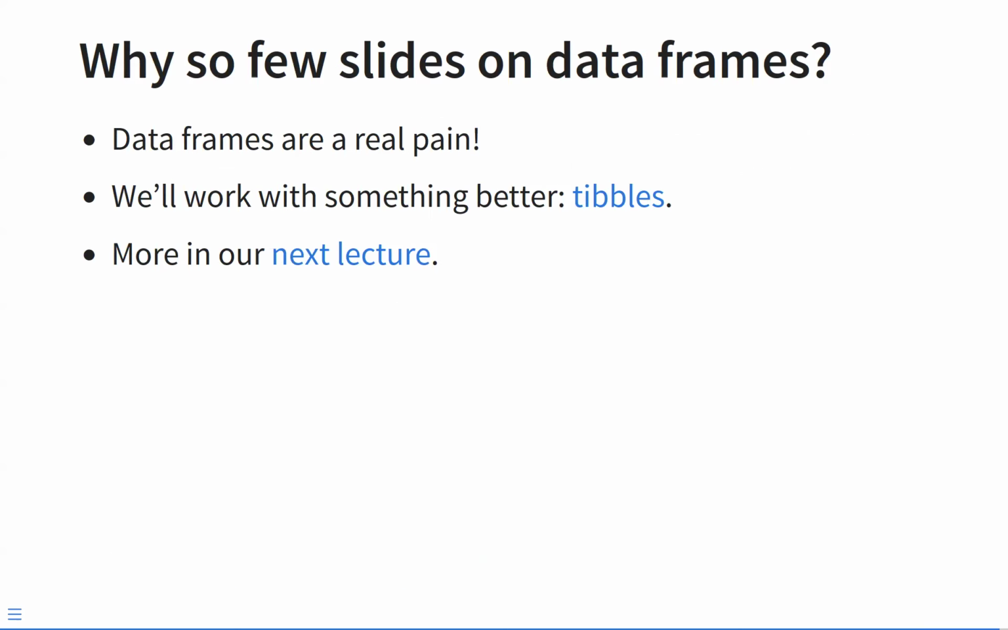So why so few slides on data frames? Well, the answer is that they're a huge pain. That last statement on the previous slide is terrible and ugly and confusing. So we're not really going to work much with data frames in this course. Instead, we're going to work with something better, which is called a tibble. A tibble is a data frame with some extra cool features that make it much easier to work with. So we can use much simpler syntax from an R package called dplyr that we're going to learn about next time.